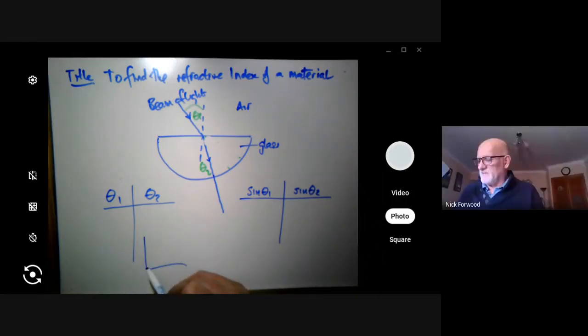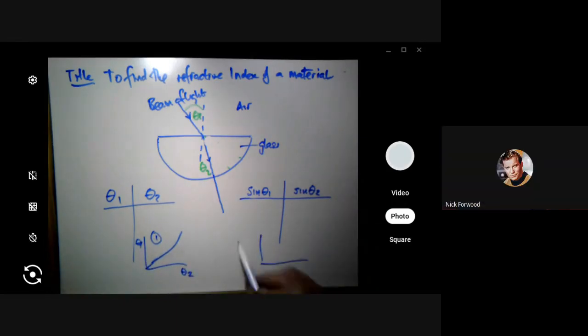The graph gives you, not quite like that, but the graph gives you a curve. And then if you do a second graph, so that's graph 1, theta 1 and theta 2, the second graph of sine theta 1 against sine theta 2 gives you a straight line, and the gradient is the refractive index n, and you can do that with y2 minus y1 divided by x2 minus x1. That's an experiment you would usually do in school, but you're not in school. So I'm just telling you.